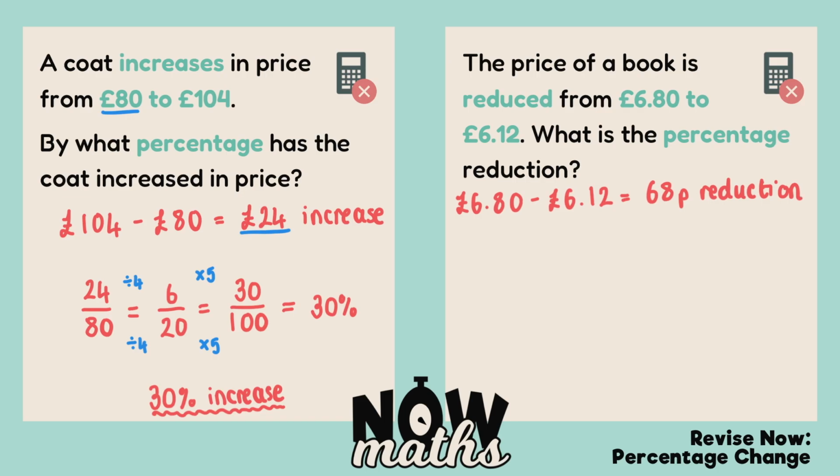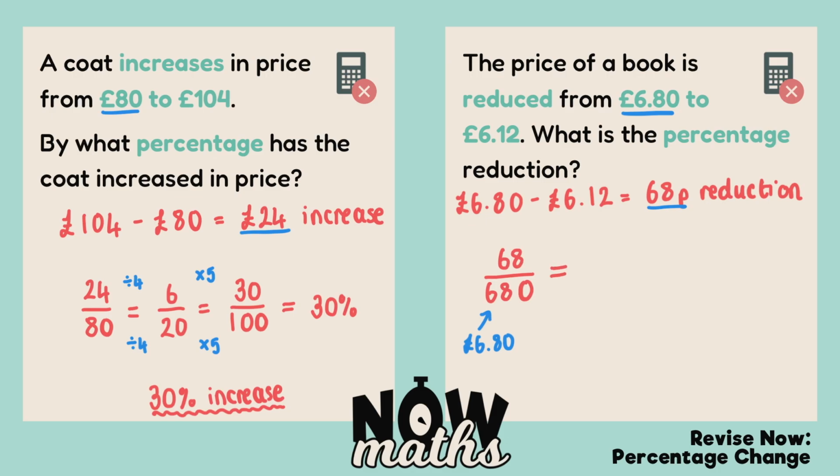Now we need to know what percentage the £6.80 has been reduced by, which means we need to write 68 pence as a percentage of £6.80. To do this, we're going to write it as a fraction to begin with. So we're going to write 68 pence on the numerator and £6.80 on the denominator, which I will write as 680 pence. It is really important that the units on the numerator and the denominator of the fraction are the same here. Similar to previously, we now need to try and make the denominator into 100.